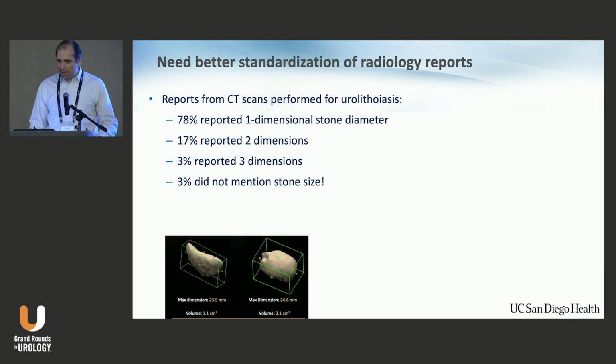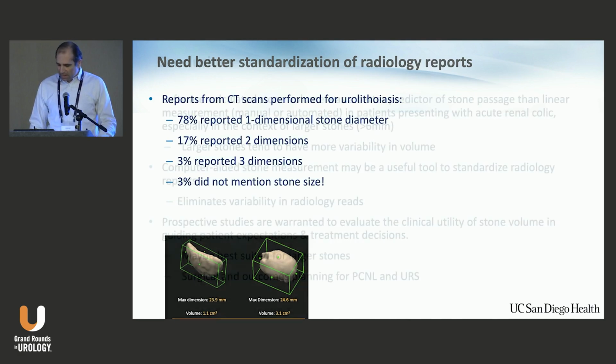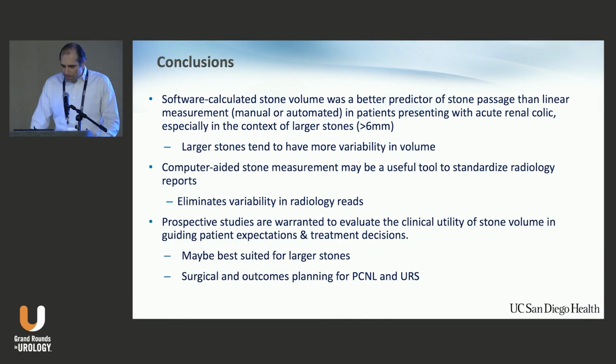And you can imagine if you had an automated system that would run as part of this report and give you the stone dimensions and volume, it really could help alleviate some of the missing data. So in conclusions, software calculated stone volume in our model was a better predictor of stone passage than linear measurement alone, especially in patients who had larger stones greater than 6 millimeters.